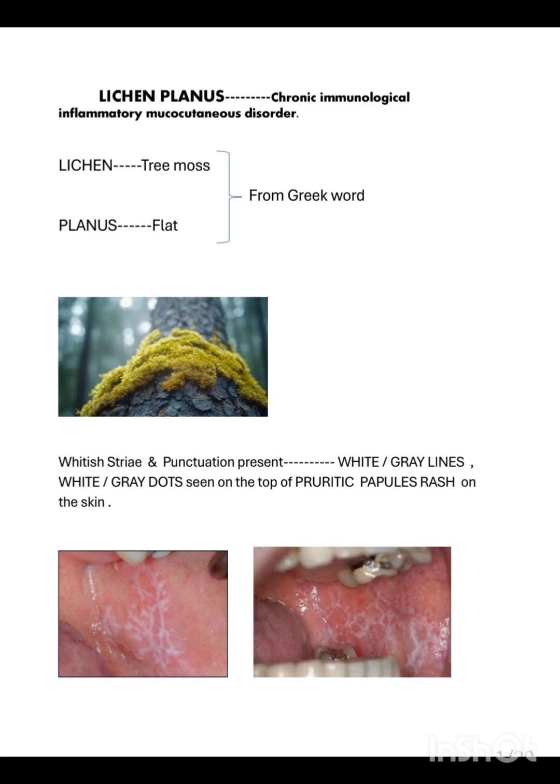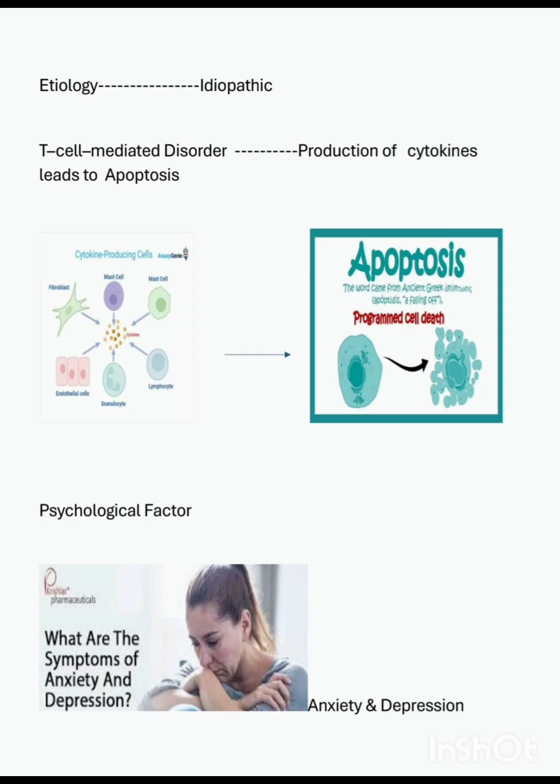Our topic today is lichen planus. Lichen planus is derived from the Greek language, where lichen means tree moss and planus means flat. Clinically, it is a chronic immunological mucocutaneous disorder that appears as a white or grey line with pruritic papular rashes on the skin. This white striae and punctuation-like appearance is also known as Wickham striae.